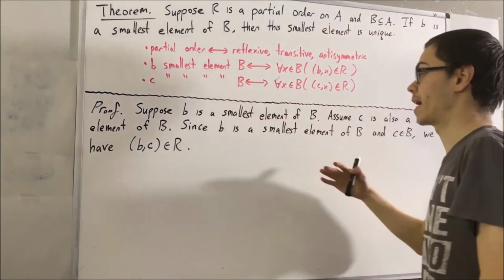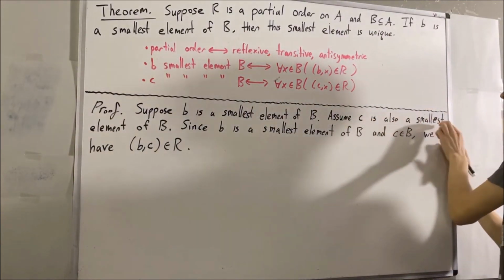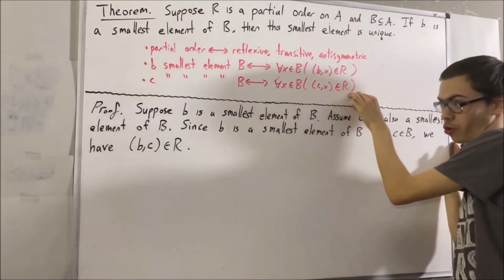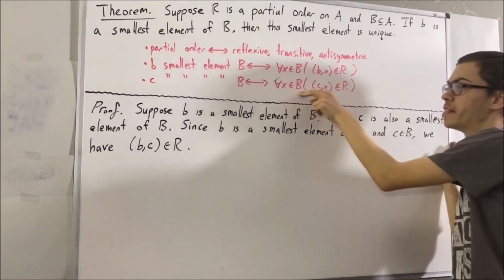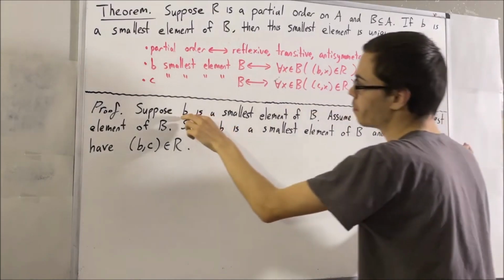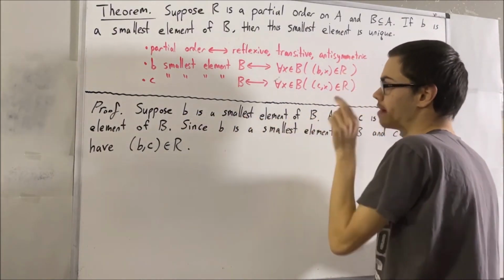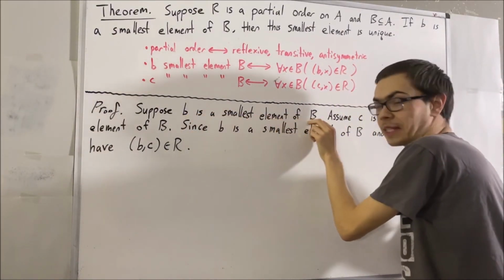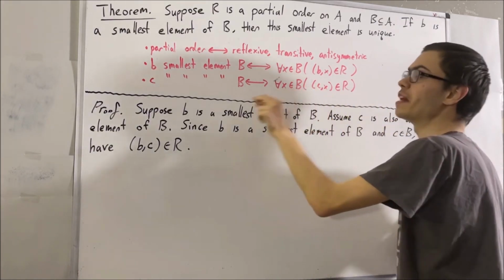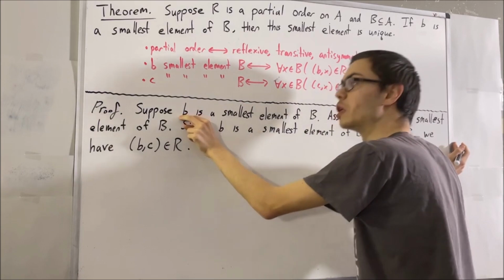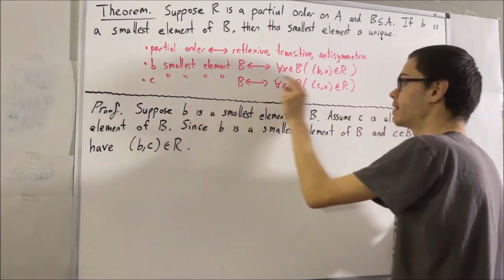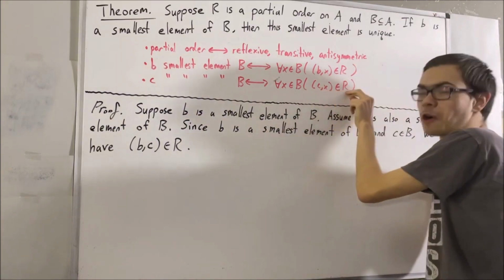In a similar way, because c is a smallest element of B, that means that this statement is true. And again, this statement works for every element in B. Now, because b is a smallest element of B, that means that b is an element of B. So, since this statement works for every element in B, it must work for little b. So, we can take x and substitute it with b, and we get that (c, b) is an element of R.